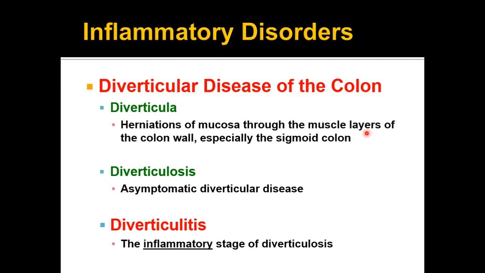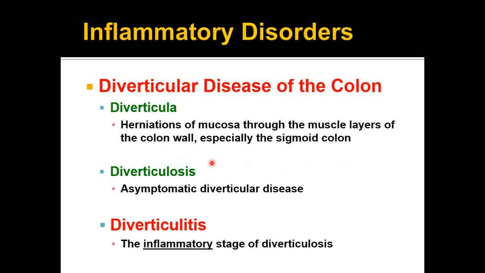All right, other inflammatory disorders, diverticulosis, diverticulitis. So these are diverticular diseases of the colon. We see these developing in the large intestine primarily. So what is a diverticulum or diverticula? These are herniations of mucosa that have protruded through the muscularis layer of the colon wall. So these are little pouches that are extending beyond the muscularis layer of the colon. We see it mostly occurring in the sigmoid colon.